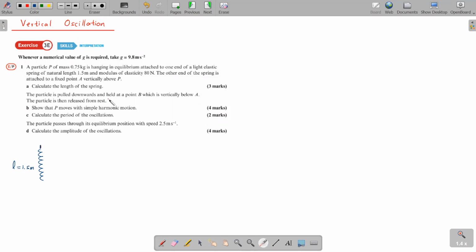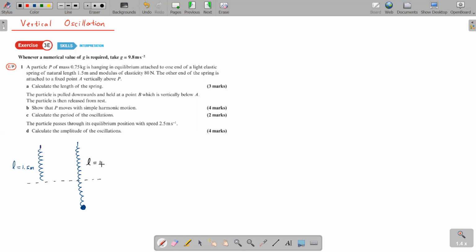Then we attach this particle of mass 0.75 kg. What happens when you attach the mass? The spring will stretch. Guys, do you agree? It will stretch a little bit beyond its natural length. So draw a series of diagrams. This is what you should do in M3.